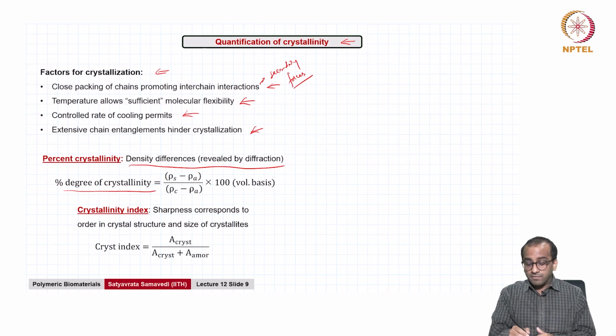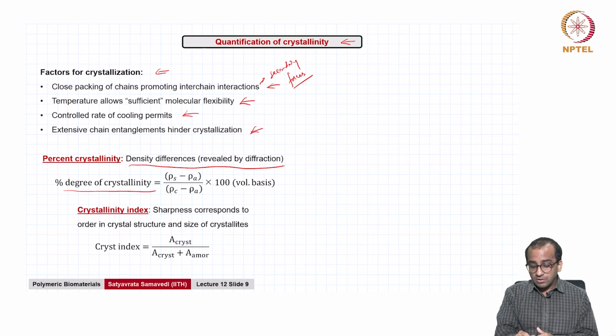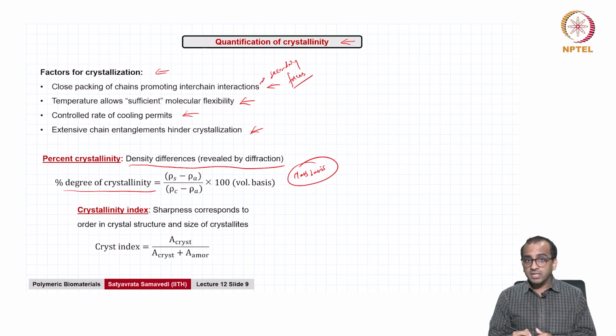You can also have a similar equation on a mass basis, which I am not showing here, but I would encourage you to look at. It will look very similar to this, and you can look at that equation and see what the differences are and how you can perhaps go from one to the other if that is possible.